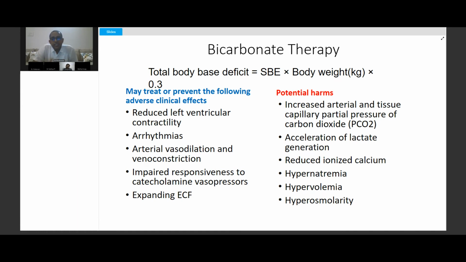Again, it accelerates the lactate production. It may cause a drop in the ionized calcium. Apart from bicarbonate itself, it can cause other effects. It also causes hypervolemia, hypernatremia, and hyperosmolarity, and the effects of those.